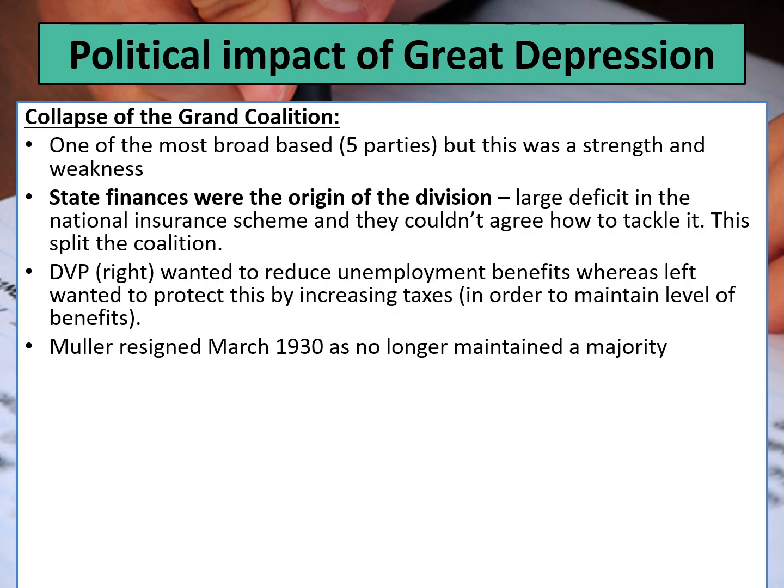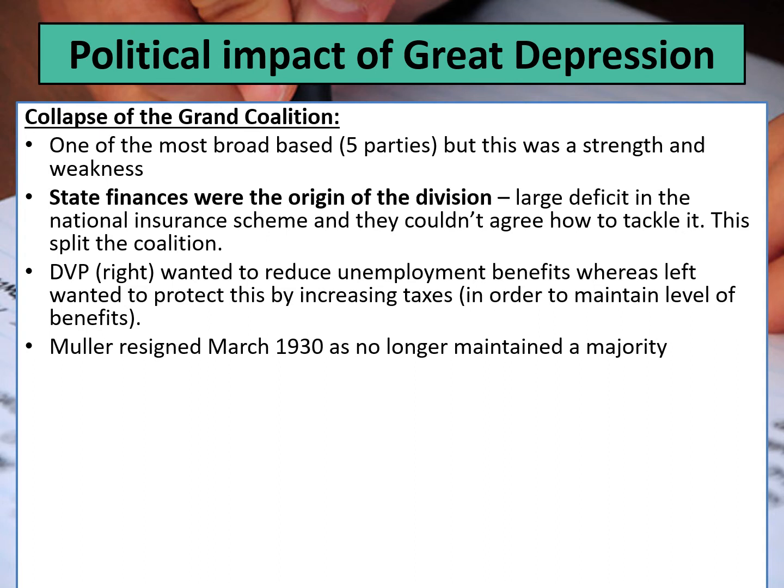As we've already mentioned, the Great Depression had numerous political consequences. Things like the collapse of the Grand Coalition, making it an opportunity for the extremist parties to gain support, and also leading to an intensification of political violence. Now, that first area, the collapse of the Grand Coalition, remember this is something we looked at in the 2.3 video on political stability in the so-called golden years.